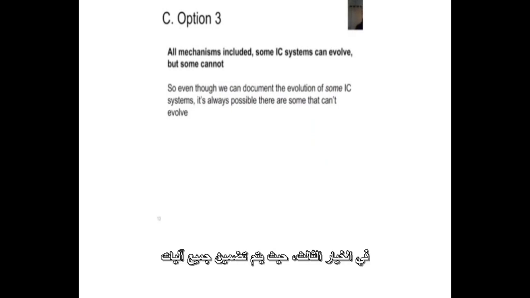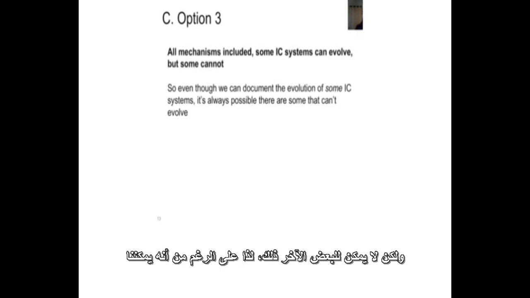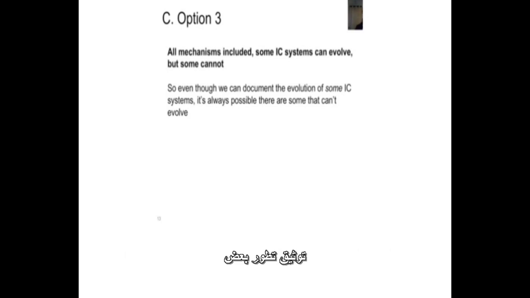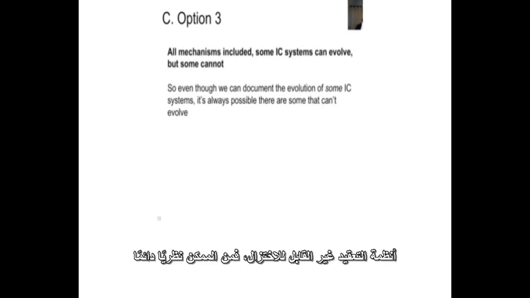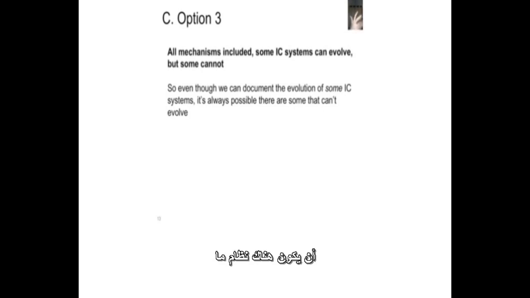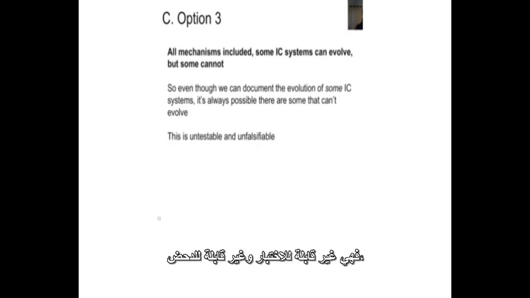In option 3, all the mechanisms of evolution are included, and some irreducibly complex systems can evolve, but some cannot. So even though we can document the evolution of some IC systems, it's always theoretically possible that there's some system out there that has irreducible complexity that cannot evolve. You can probably see the problem with this argument. It is untestable and unfalsifiable, and therefore it doesn't merit any further comment. This is an unfalsifiable argument. It can never be falsified.